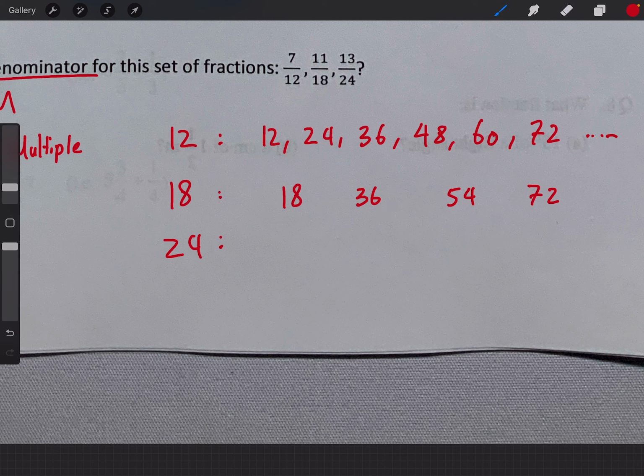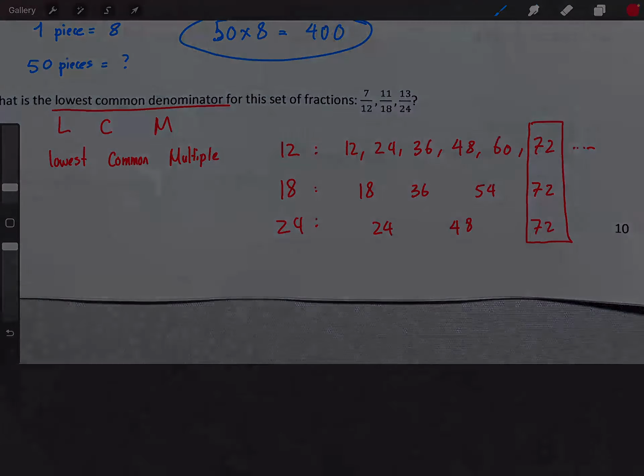Now let's look at 24. What's the multiples of 24? 24, 48, and then 72. Well, look at that. They're all the lowest number. That is the lowest multiple that is common to all of the 12, 18, and 24: it is 72. See, we just figured it out just by doing this.